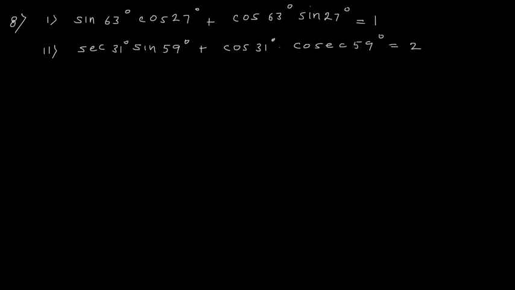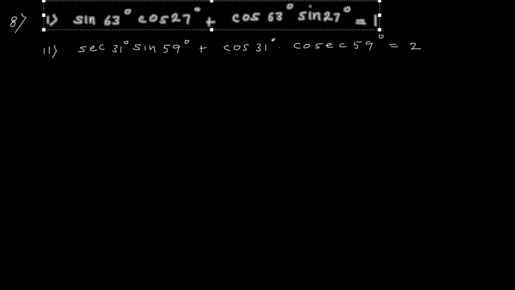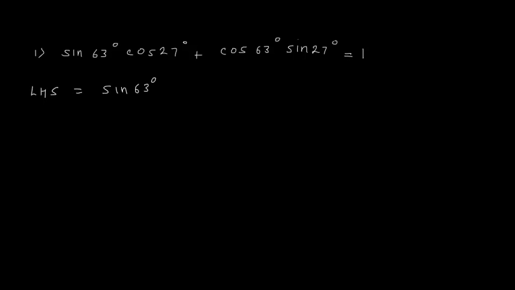In the 8th problem, we have to prove that sin 63 cos 27 plus cos 63 sin 27 is equal to 1. So think what you do here. Yes, we know the identity sin square theta plus cos square theta is 1. So better I use that identity. My left hand side is sin 63 degree into cos 27 degree plus cos 63 degree into sin 27 degree.